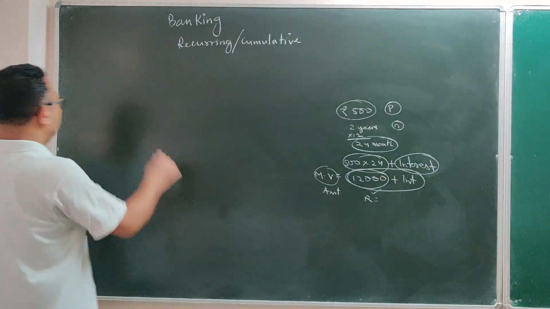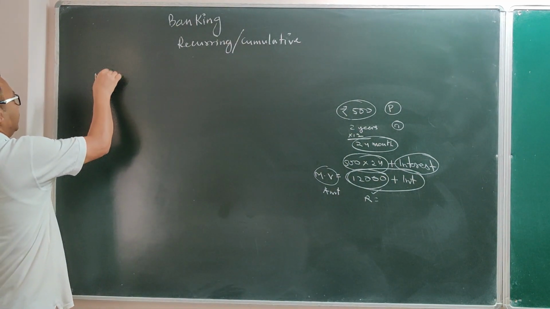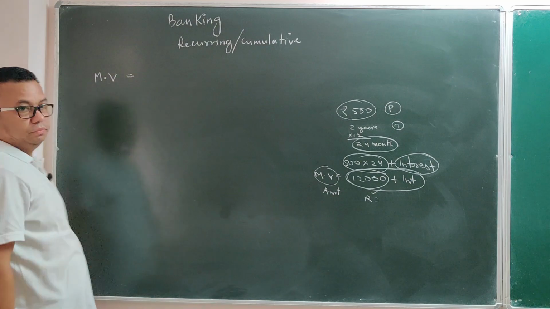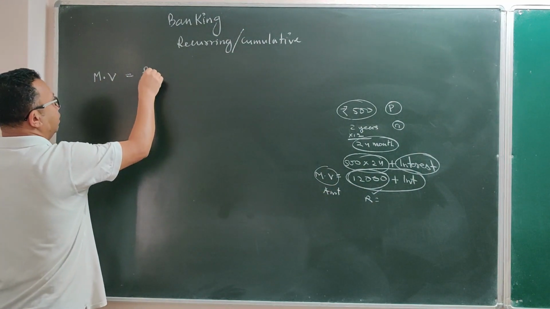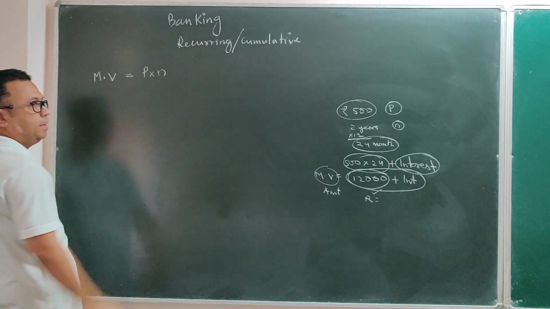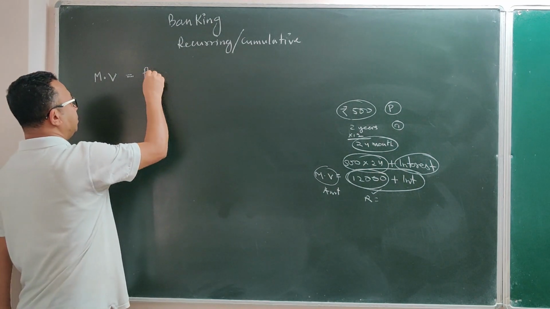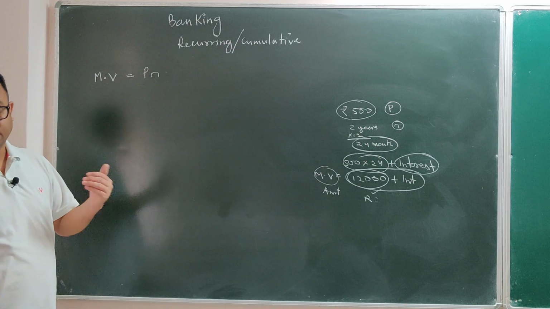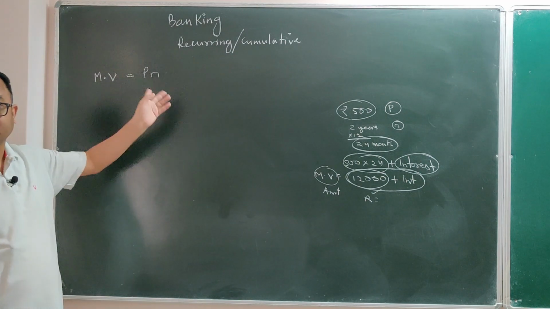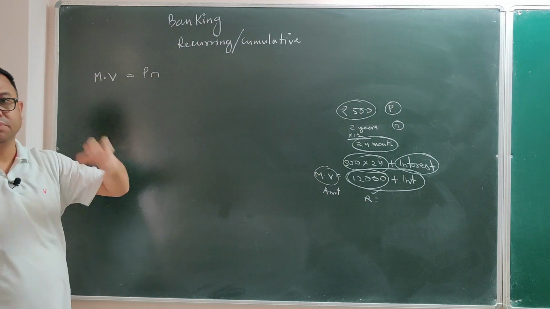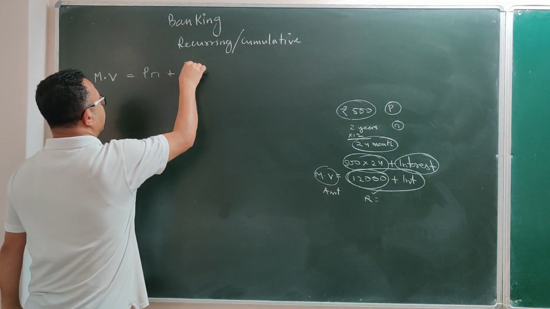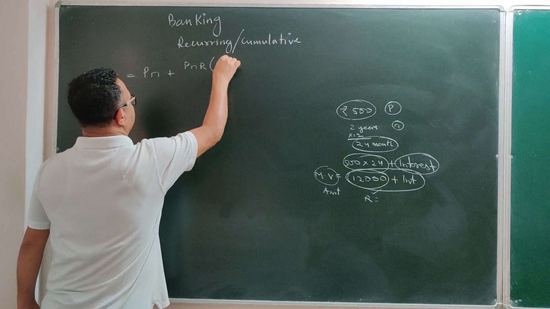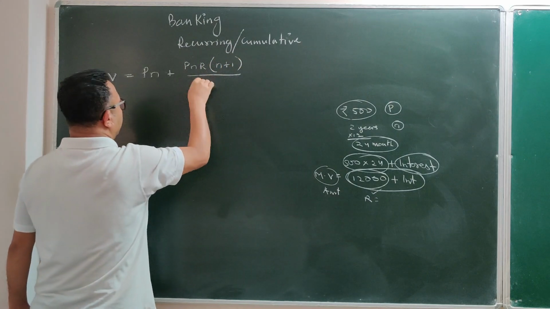All right, then the formula is here: MV, maturity value, is equal to P into N. I think I'll write PN. P stands for monthly deposit, N stands for number of months, for how long you have kept that money. PN plus PN times N plus 1 times R over 2400.